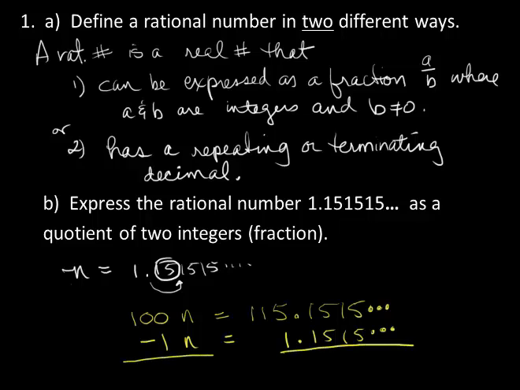So I will subtract, and I get 99n is equal to, all of the repeating decimal part of the numbers drops away, and we just have 114. So our answer is, this number n is equal to 114 over 99. You don't need to reduce the fraction, it just said express it as a fraction. So it doesn't need to be in reduced form.